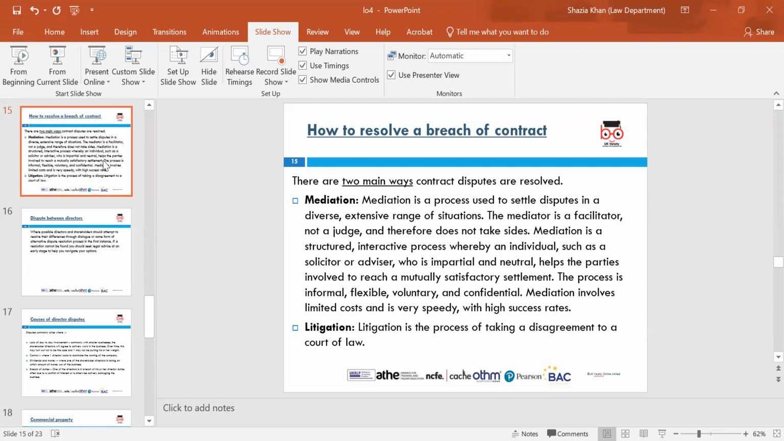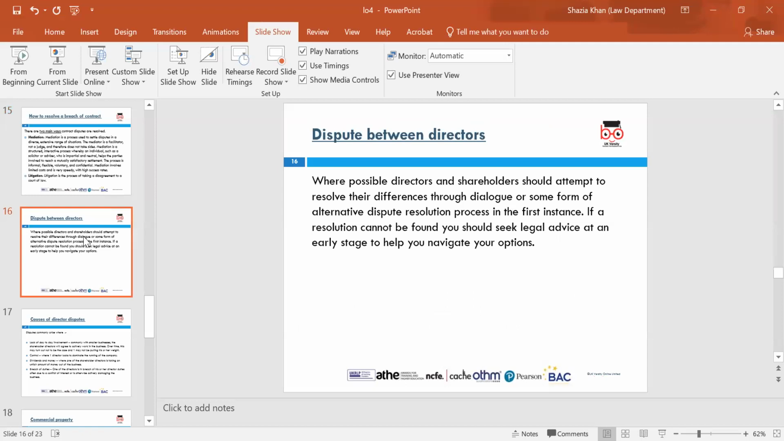The next way is litigation, and that is the process of taking a disagreement to a court of law, which again is more expensive and may not go in your favor, because you may have to pay the court costs. Dispute between directors. Where possible, directors and shareholders should attempt to resolve their differences through dialogue or some form of alternative dispute resolution process in the first instance. If a resolution cannot be found, you should seek legal advice at an early stage to help you navigate your options.